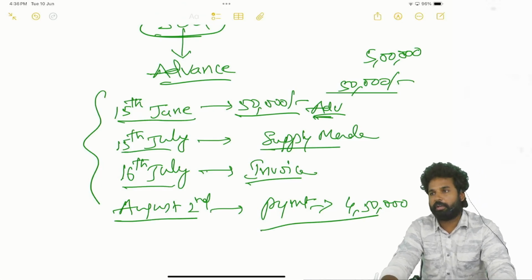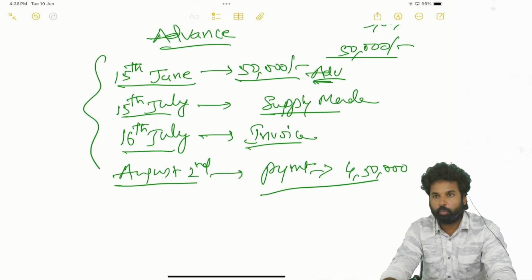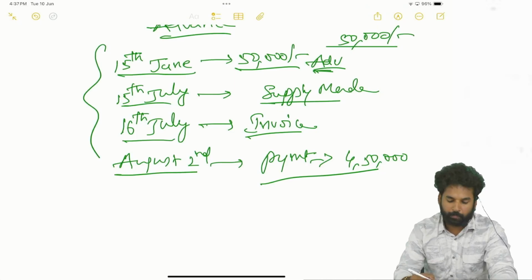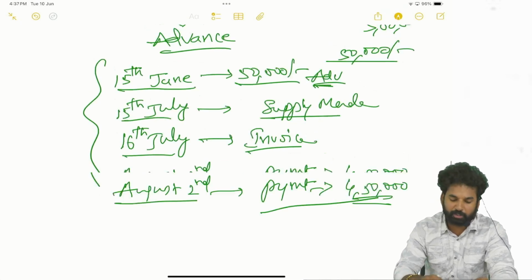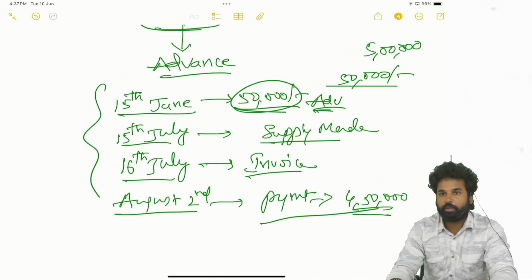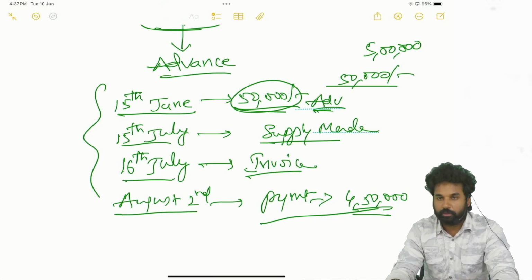So what will be the time of supply? 16th July, yeah? How? Invoice date or payment date, whichever is earlier. Payment date is for 4,50,000. But what about this 50,000 payment? This also we have received, no, 50,000.